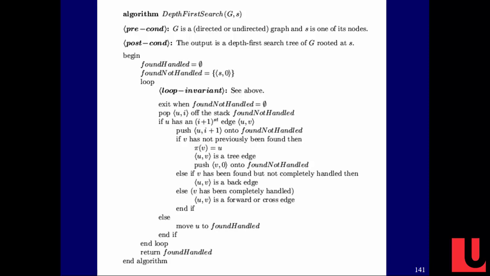On the other hand, if V has been found but not completely handled, then it's on the stack. That's what the breadcrumb tells us. So UV becomes a back edge, creating a cycle. And the other case is that V has been completely handled, and then this edge, I think it was purple, is either a forward edge or a cross edge. I don't remember the difference. All right, everybody good?